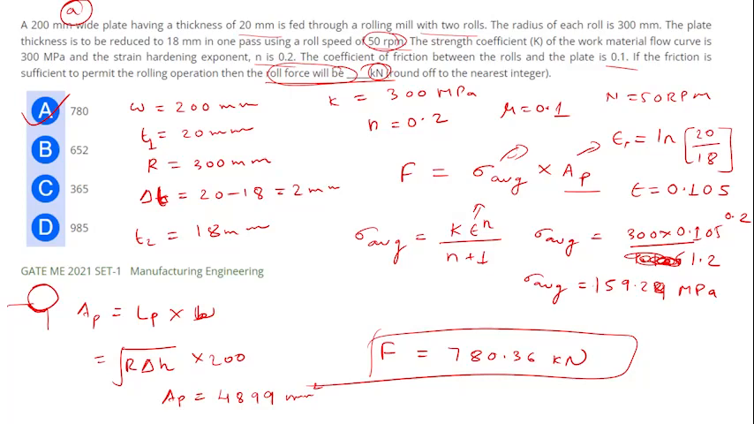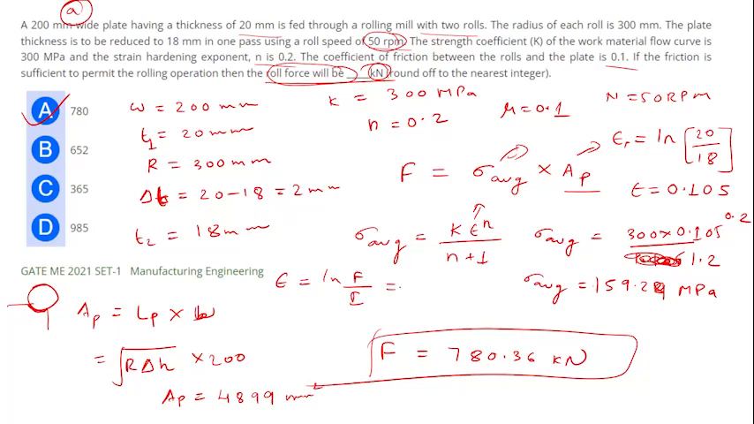Any doubt in this? Madam, true strain is ln of final length upon initial length, na? Yes. And here we have taken ln of original thickness to final thickness, means big to small. See, in the last class we have discussed that it was final upon initial for length, because your length will increase, right?